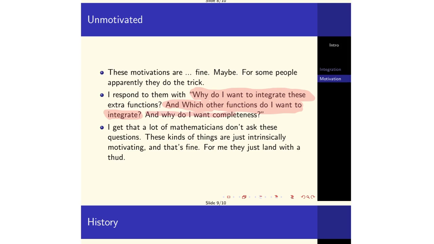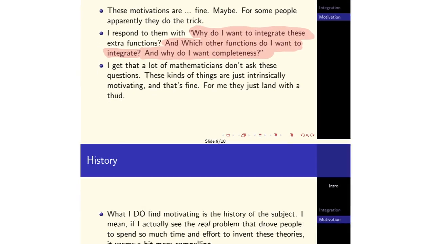And then further, why would I want completeness? I mean, it might seem like maybe some kind of nice idea or nice result, but again, I'm just kind of lacking the sort of context that would help me to understand why I should want these things at all. So I found these motivations when I first encountered them somewhat unmotivating, but there is something that does motivate me.